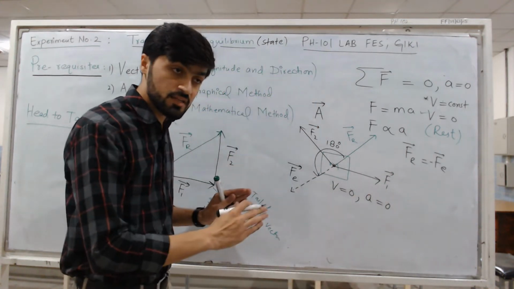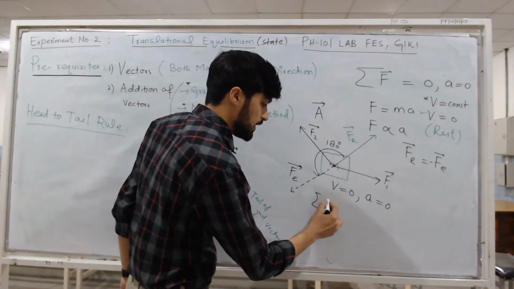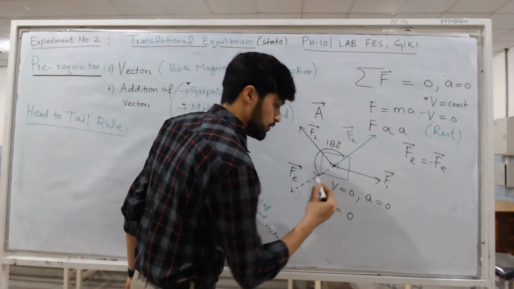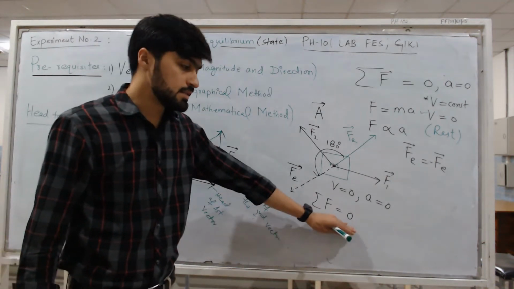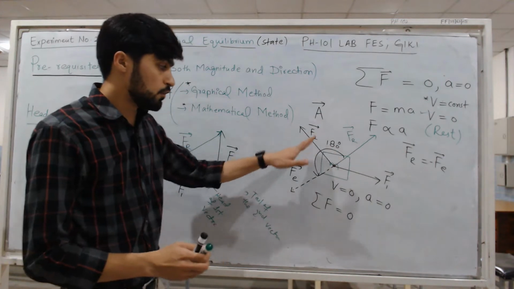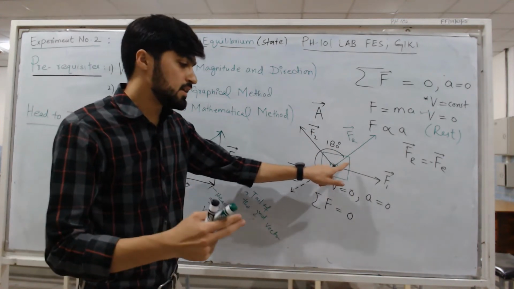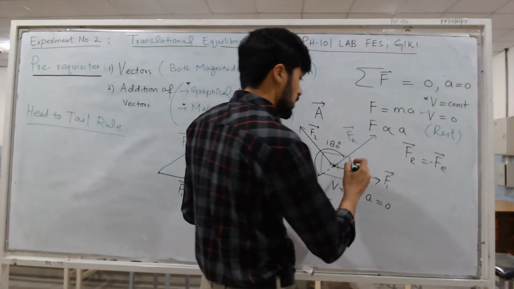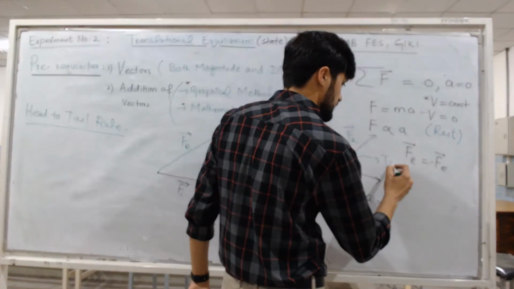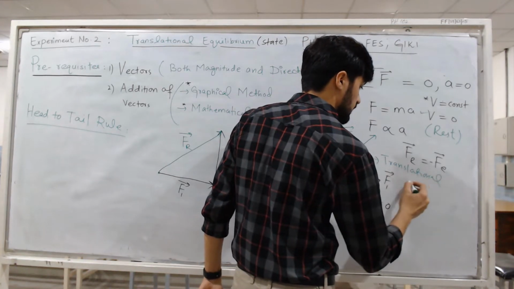And when it is at rest, if I add all these vectors, I will get 0. So if the vector sum of all these forces acting on this block of mass m is equal to 0, then I can say simply that this block of mass m is in translational equilibrium.